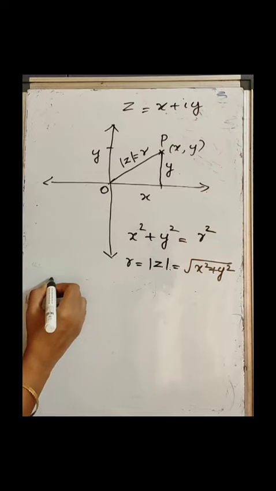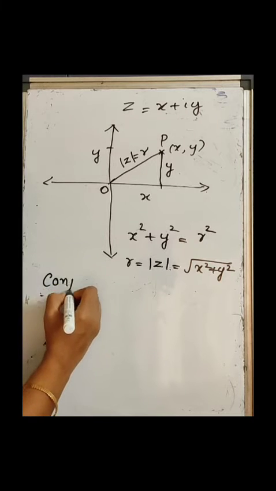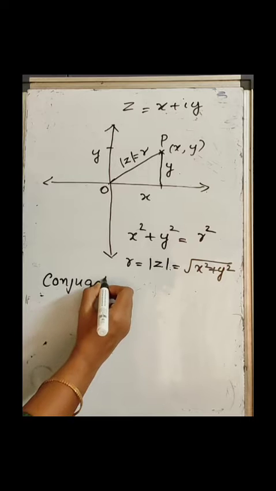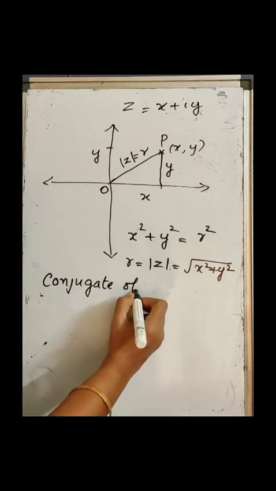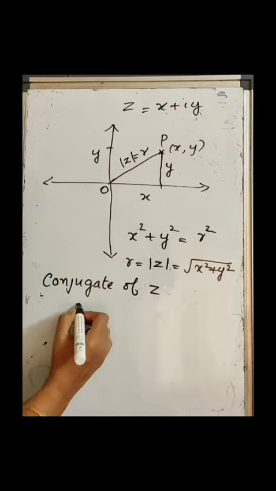Then next we have to find the next definition, conjugate of a complex number. Conjugate of z is denoted by z bar.